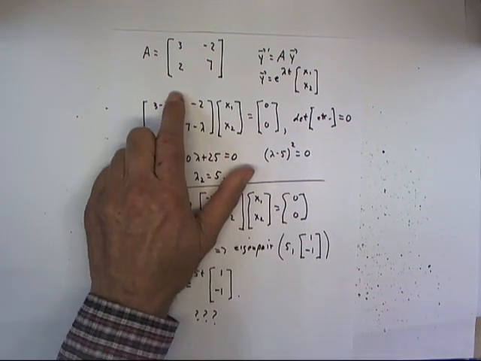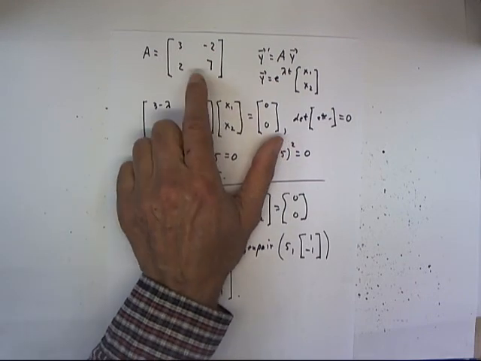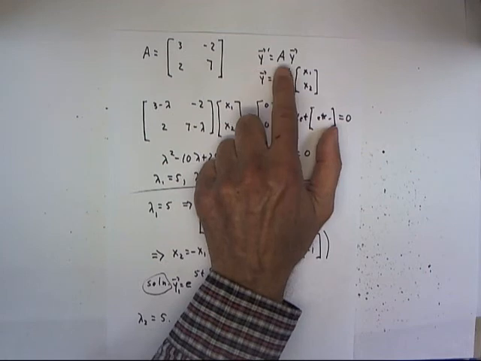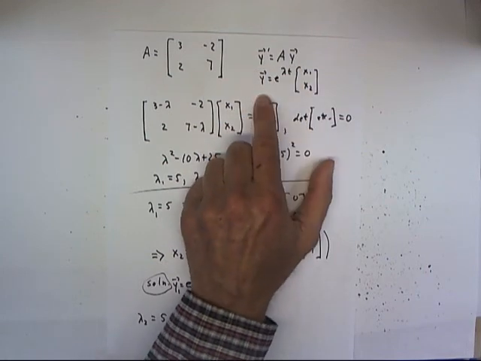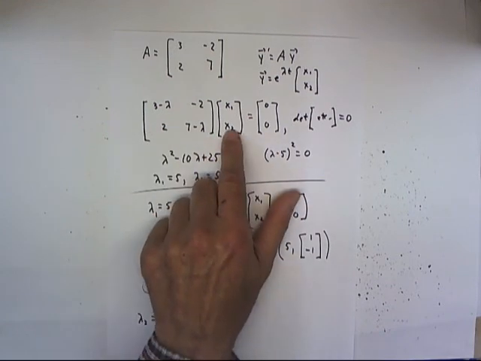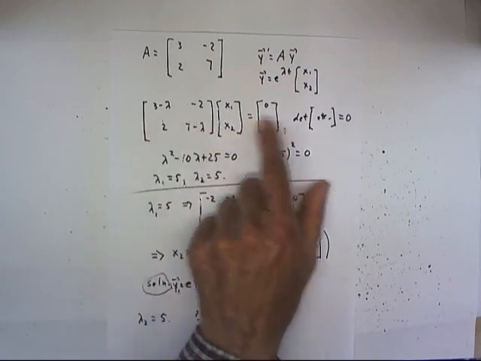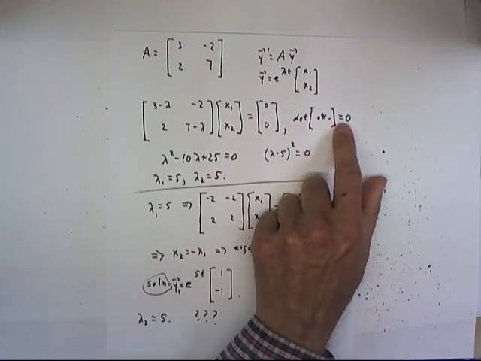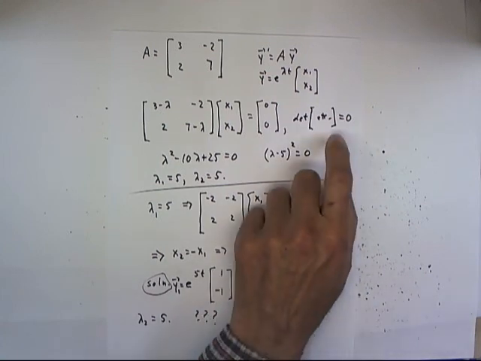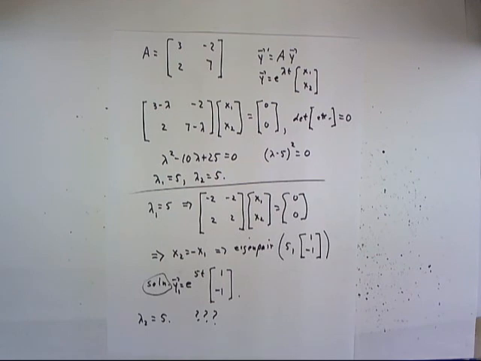Now let's consider the matrix 3, negative 2, 2, 7. We're going to use this as a basis for our system y prime equals Ay. Again, assuming y equals e to the lambda t times x1, x2 gives us this equation with the determinant of this matrix. I haven't written the matrix out, just reminding us that the determinant of this matrix has to be 0. This gives us three equations in the unknowns lambda, x1, and x2.